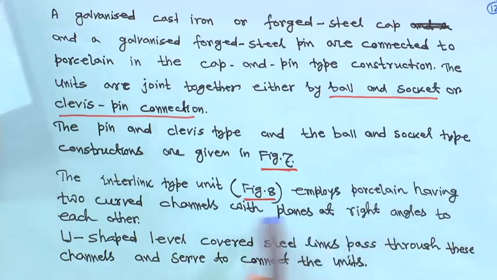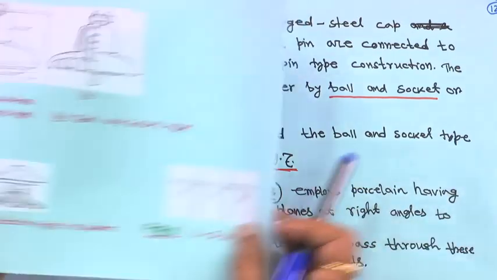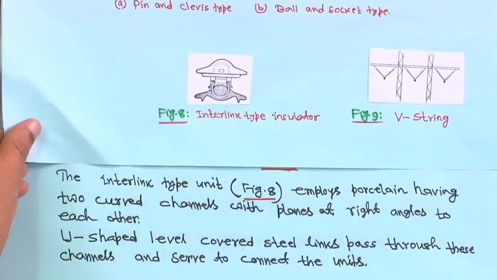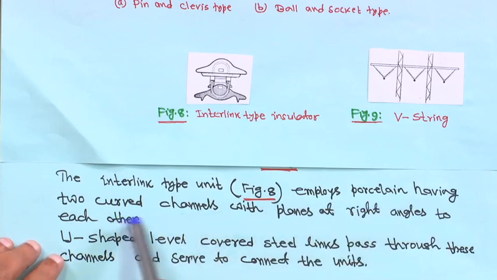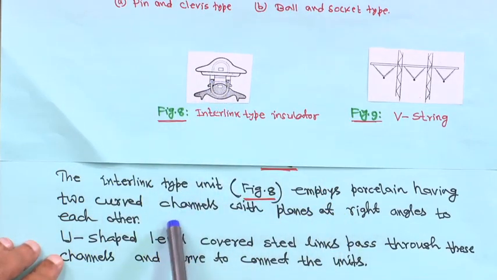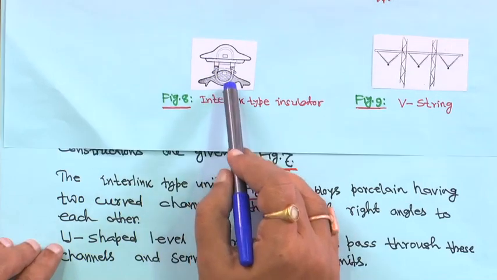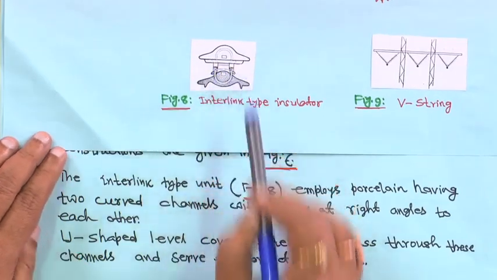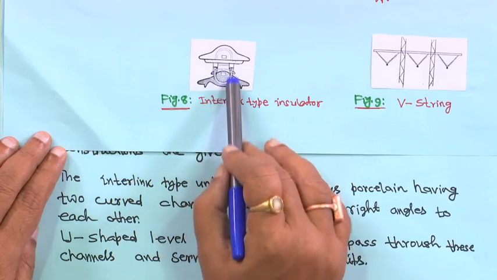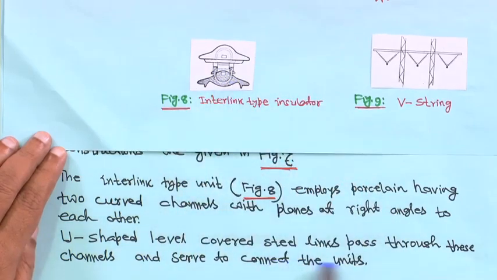And the second thing is the interlinked type unit, that is this figure. This is actually the interlinked type insulator. It employs porcelain having 2 curved channels with planes at right angles to each other. You have these 2 curved channels, and there is a U shape here. This is U shaped. So, U shaped steel links pass through these channels and serve to connect the units. This U shape link is there, right.